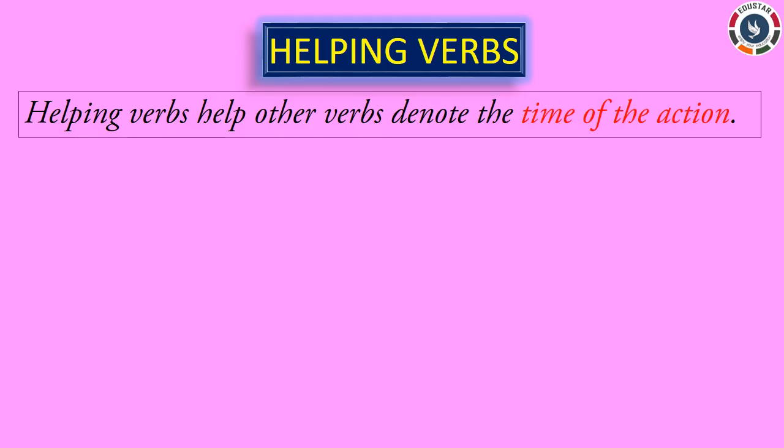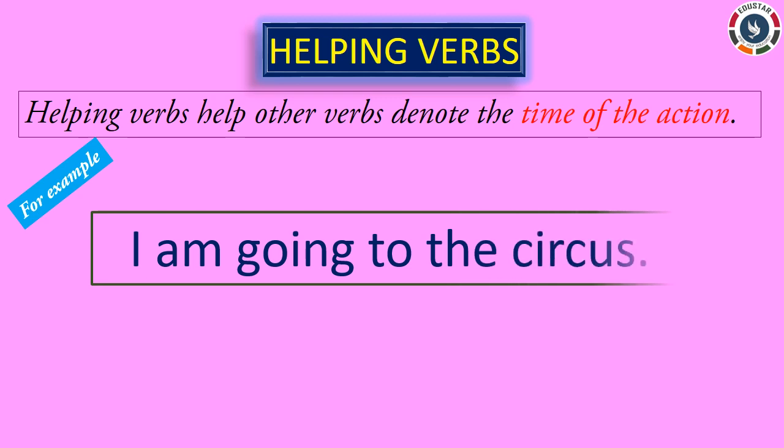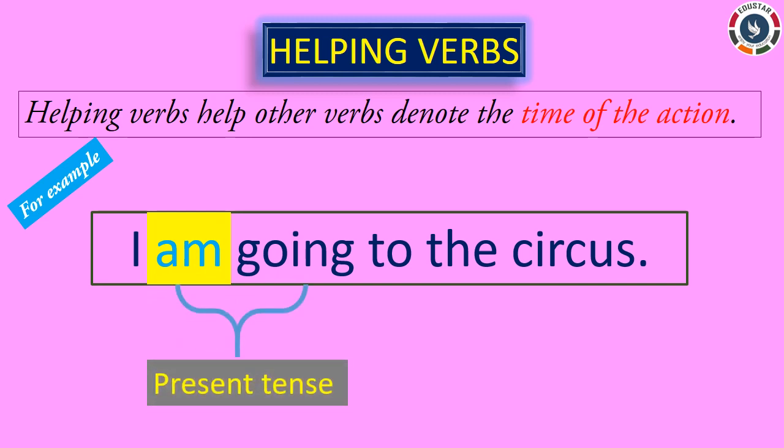Helping verbs help other verbs denote the time of the action. Let me explain this with a few sentences. I am going to the circus. The helping verb am is used with the main verb going to denote an action taking place at the present moment.